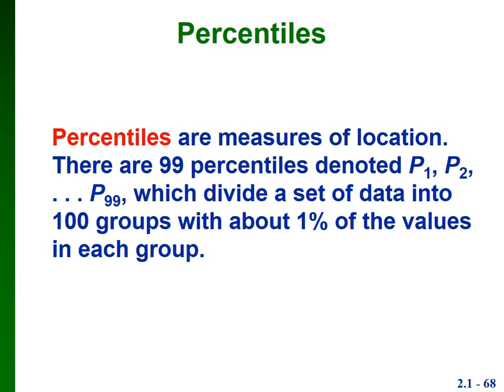Now let's talk about percentiles. These are measures of location. So percentiles divide the data set up into 100 parts. So there are 99 percentiles, and usually the way we denote these is with a capital P and then a subscript that tells us which percentile it is. So P1 would be the first percentile, P2 is the second percentile, and so on up to P99.